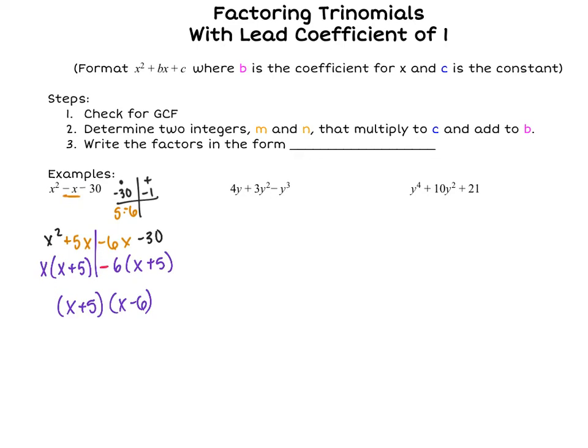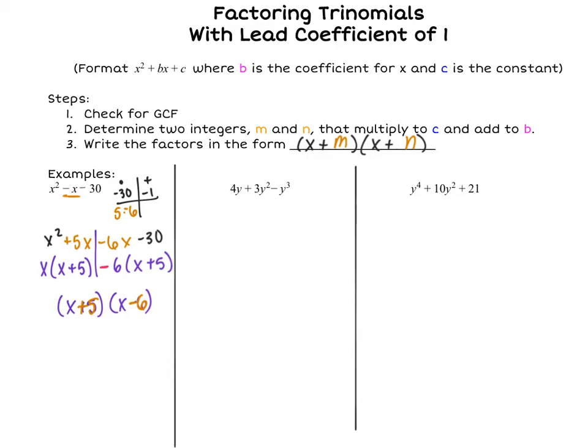Our original two numbers that we got were 5 and negative 6, and as you notice, once you get the two numbers, when your lead coefficient is 1, you can simply write them as x plus the number or minus the number in your two parentheses. So let's look at the other two problems we are given here.